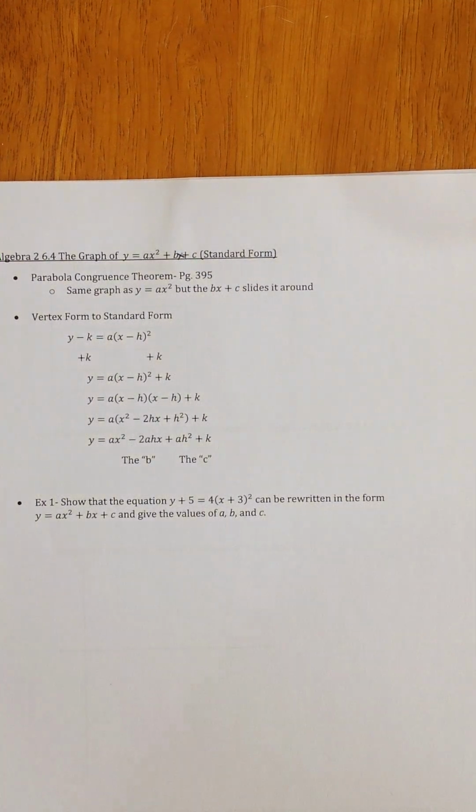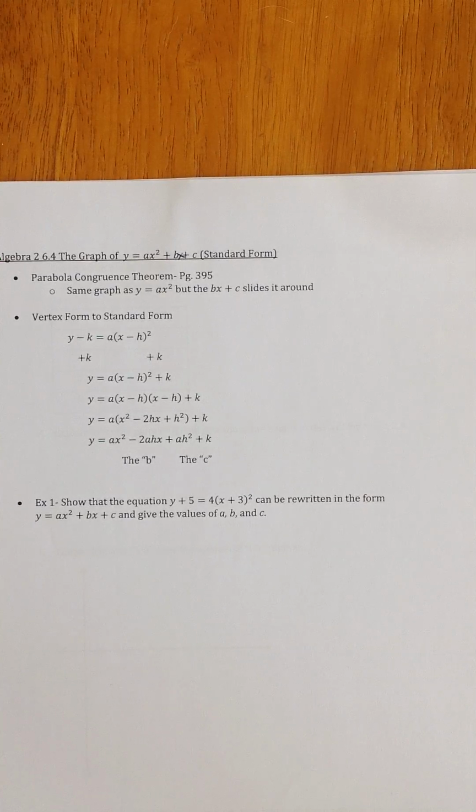This is lesson 6.4, the graph of y equals ax squared plus bx plus c, which is what we call standard form for a parabola. Okay, so we're going to build off of what we were doing in the last section with parabolas. We're going to have an original parabola, and then we're going to transform it in some way, or move it around, and then we're going to get a new parabola.